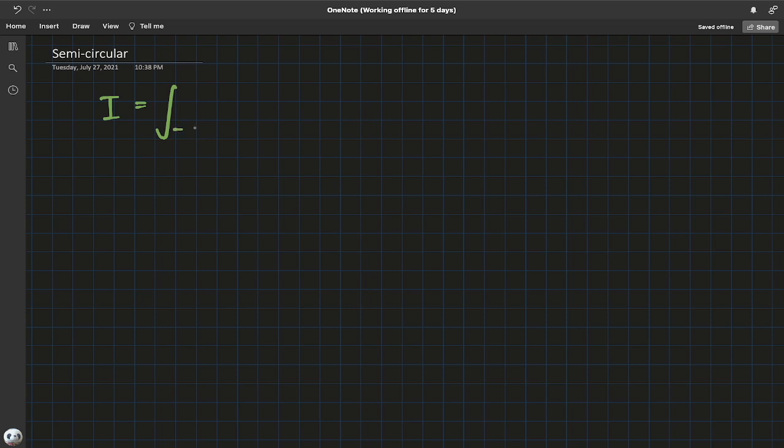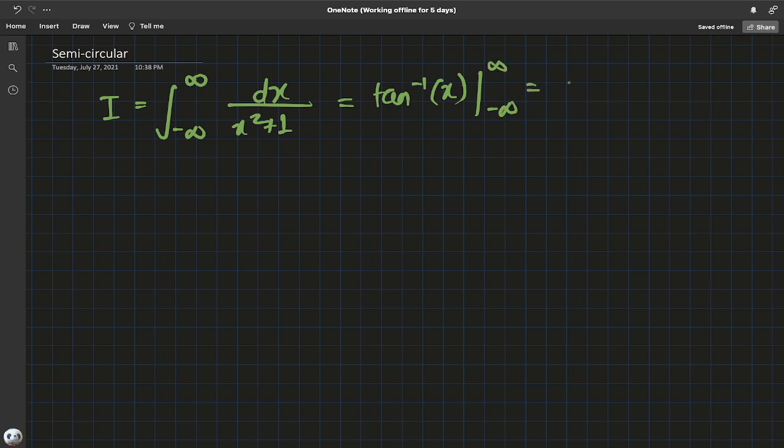Integral from minus infinity to infinity dx over x squared plus 1. One useful thing about complexifying using contour integration is it helps us deal with these improper integrals, which have bounds like infinity and negative infinity. We know from basic single variable calculus this will be inverse tangent of x evaluated at negative and positive infinity, which will be pi. So we know this answer, but let's do it by another method.